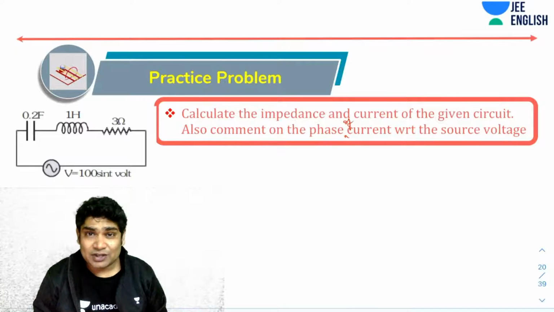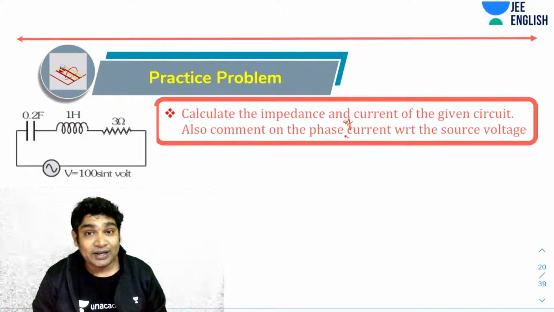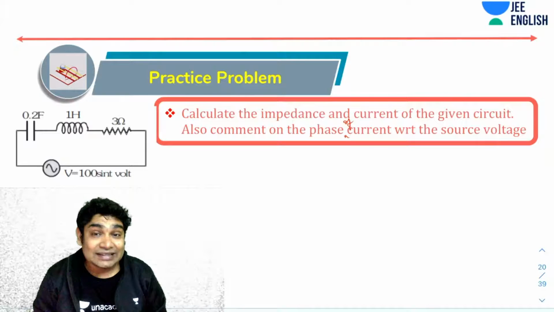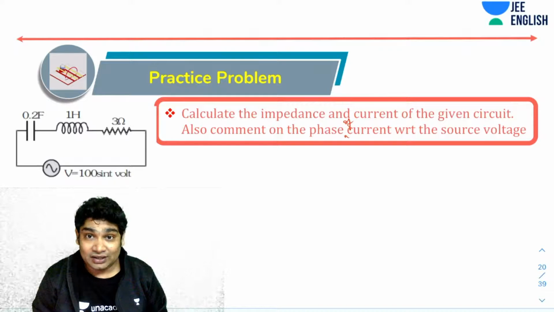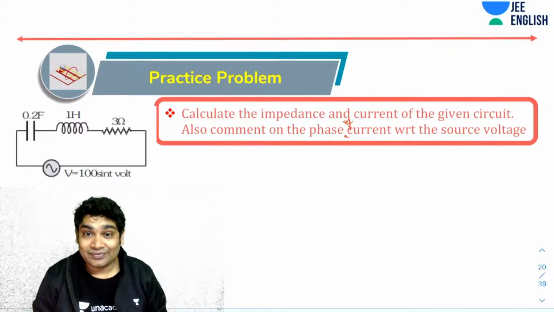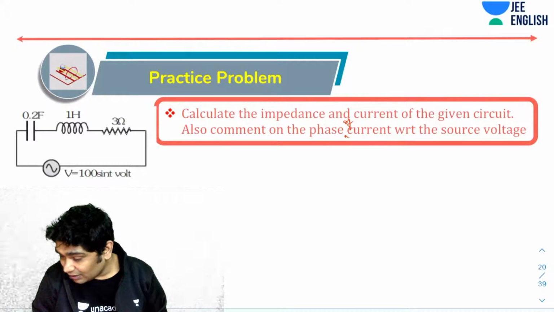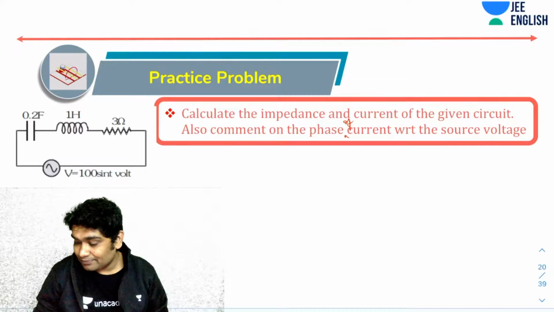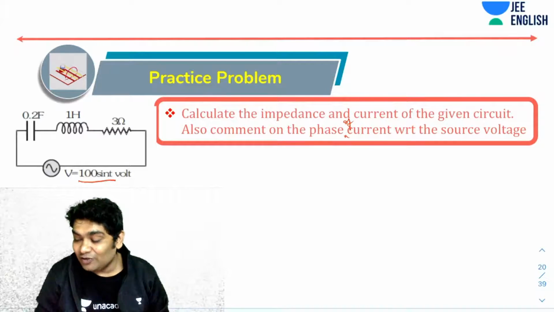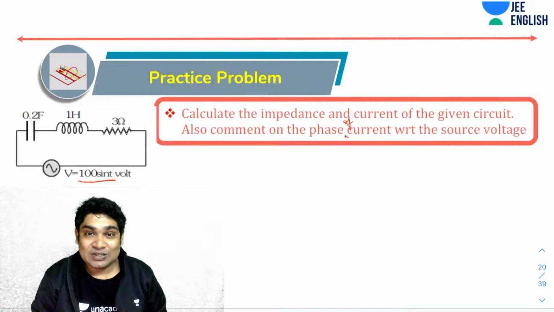So what will be the impedance of this? Now, please note that this time you have not been given the reactances, you've been given the capacitance and the inductance. So how will you do this? It should be very simple. It is 100 sine t volt. Pay attention to that. What is omega? Think about this.